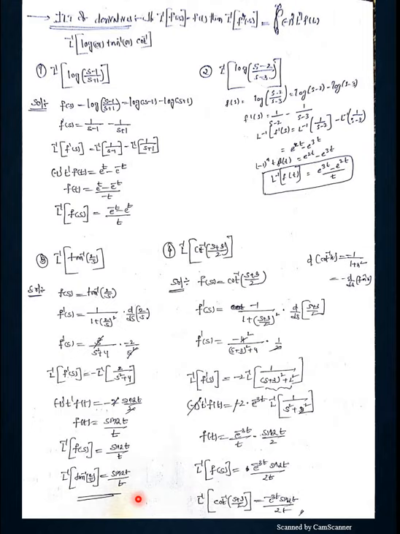L of sin t by t is equal to tan inverse s. Like this same way. So here, L inverse of cot inverse of (s plus 3) by 2. f of s is equal to cot inverse of (s plus 3) by 2.